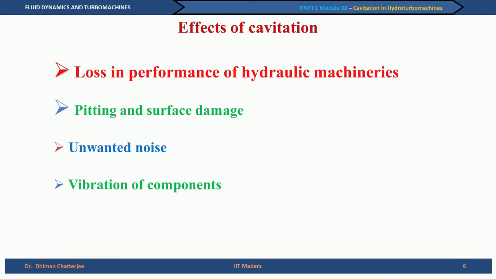The most notable, and this is the first point, is the loss in performance of hydraulic machineries. When I talk about hydraulic machineries, I mean pumps and turbines both, and this aspect I will stress in the latter part of the discussion. Another thing, which is also related to the life of the turbomachines: for example, a turbine blade may be severely damaged because of cavitation, and hence its hydrodynamic performance may also get affected, resulting in a lowering of the efficiency of the turbine.